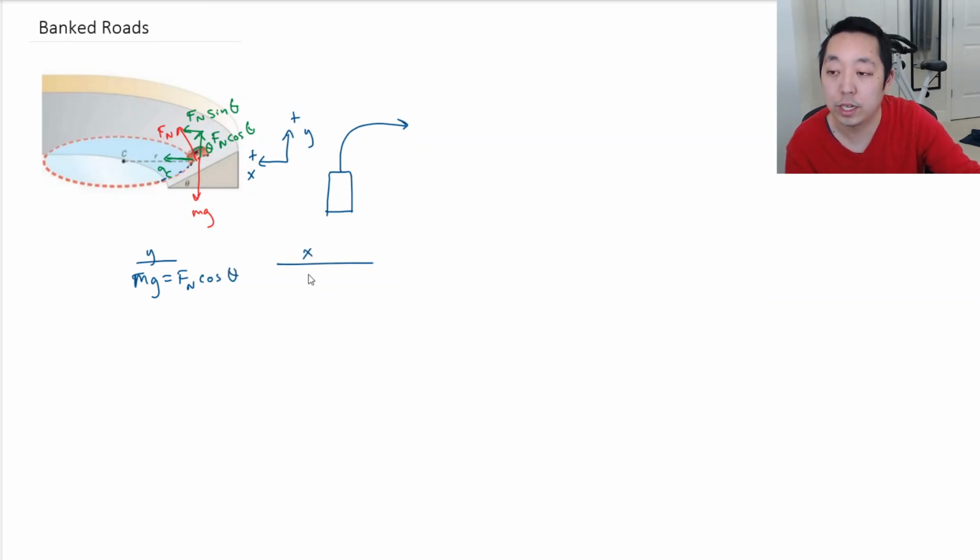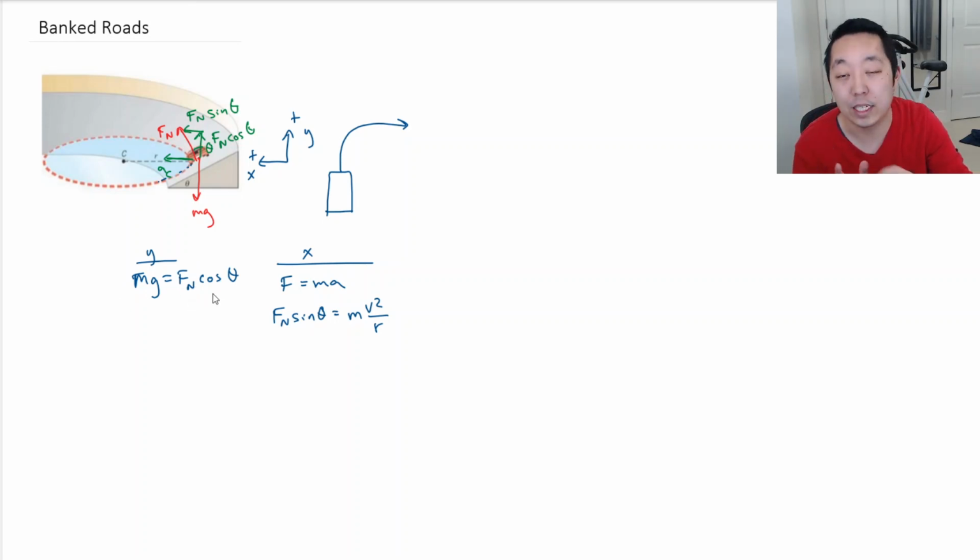And in the x direction, the net force is just Fn sine theta. But the acceleration is centripetal, so it's equal to mv squared over r, where r is, well, we'll use little r, v is the speed that you're going, and r is the radius. So it just depends on the context of the problem as to what you're trying to solve for, but this is the general setup.